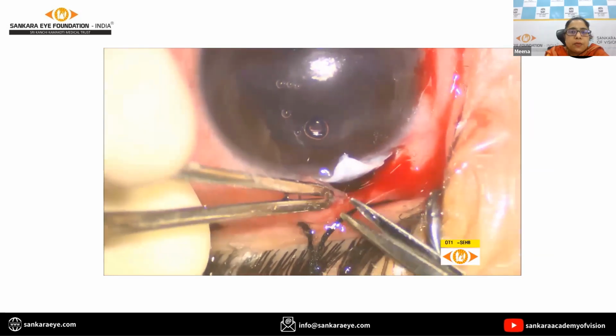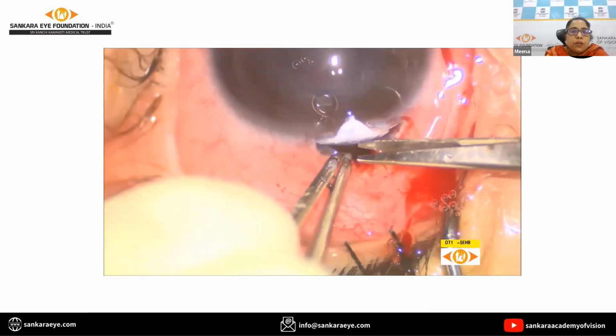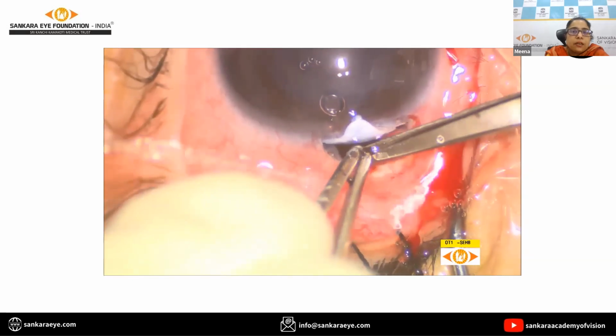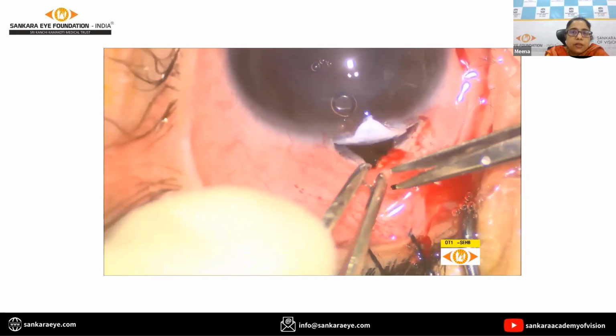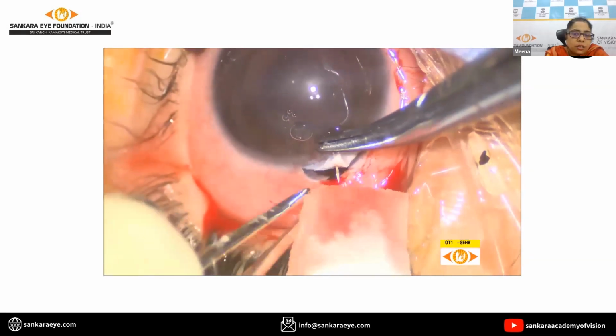After that, the trabeculectomy procedure is continued. The usual trabeculectomy procedure where we do a flap creation, the ostium creation and peripheral iridectomy, and then the flap is closed and the conjunctiva is closed.